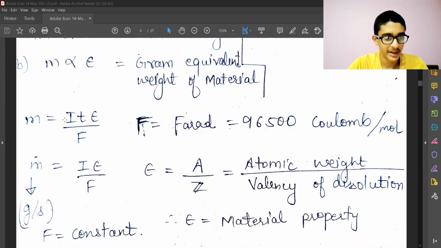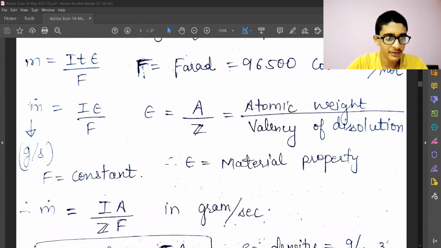When I combine, M is equal to I T epsilon by F, where F is the Faraday's constant of charge, that is 96,500 coulomb per mole, or to be more precise, around 96,458 approximately. So we can take 96,500 directly. So M dot will be I epsilon by F. I have just divided it by T, so I get the mass flow rate or material removal rate.